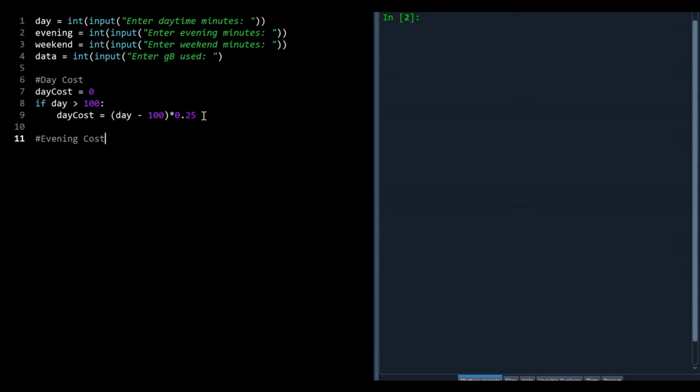Now we have the evening cost. That one's more straightforward. That is just 15 cents per minute. So evening cost is the evening number of minutes entered from the user times 15 cents.